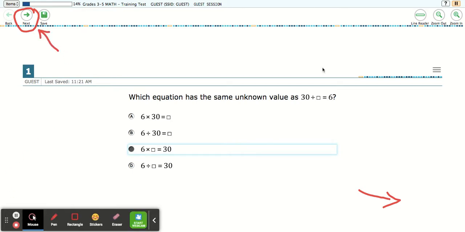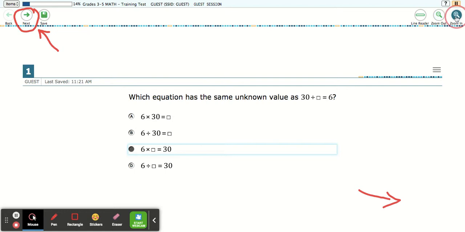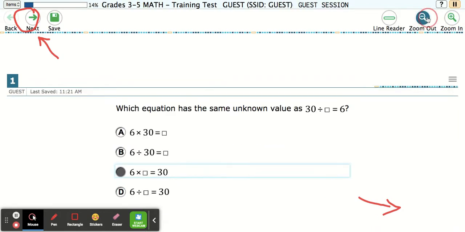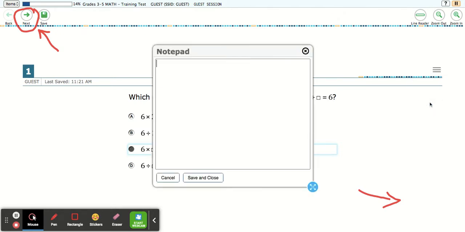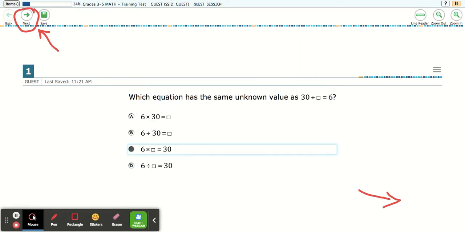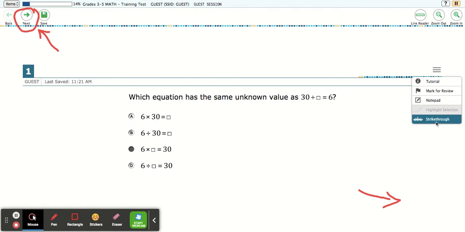Now we have some other tools up here. We have a line reader so that it highlights. You don't need to play around with that. If you really need to zoom in, you can, and you can zoom out. This little button right here will give you a tutorial. You can also use a notepad if needed, but I'm going to give you scrap paper. I wouldn't suggest using the notepad for your math. And if you want to be able to strike through something, it looks like maybe you can, but I'm not quite sure how that works. So we're not going to worry about that.